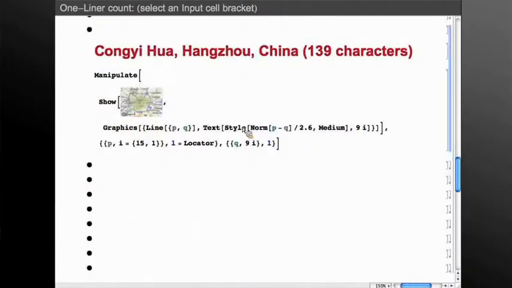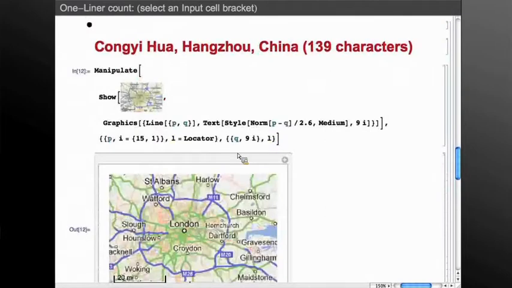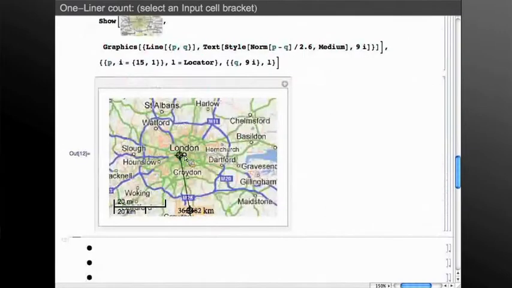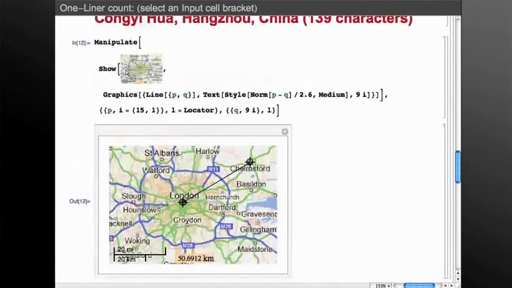Okay, the next honorable mention is from Congyi Hua in China. Let's evaluate that to see what it does. It gives me a map with 2 points, and I can position the points here, say on London and Chelmsford, and see that the straight line distance between the two is 50 kilometers. So let's take a look at how this one was done.